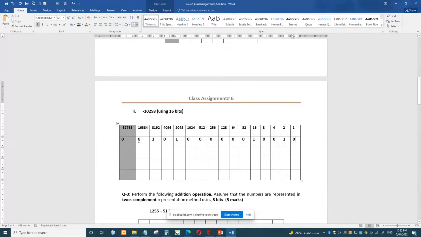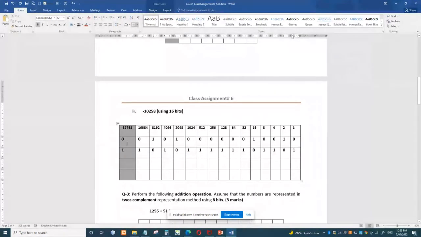This is the representation for plus 10,258. So in order to convert it to minus 10,258, what you have to do, each bit will be flipped. So 0 will become 1, 0 will become 1, 1 will become 0, 0 will become 1, 1 will become 0, and so on, every bit flipped, through the last bits, 1 will become 0, and 0 will become 1.